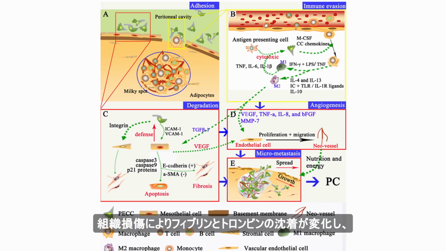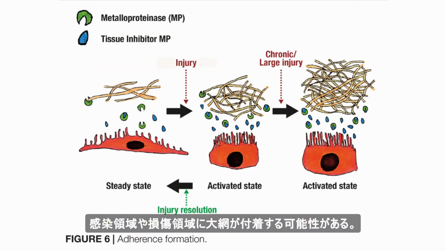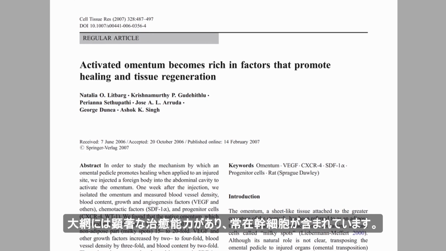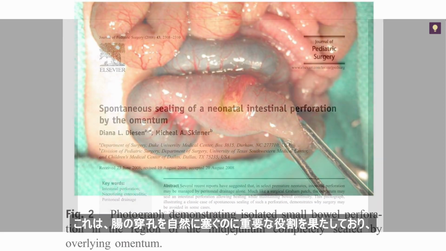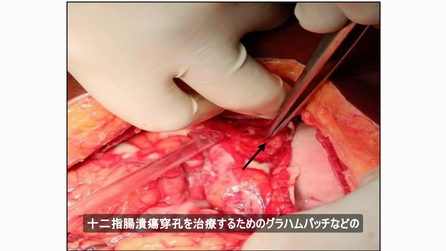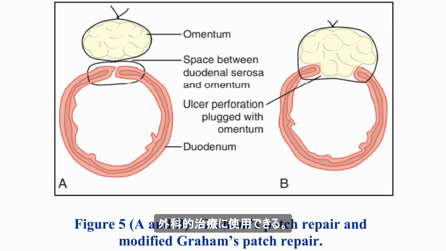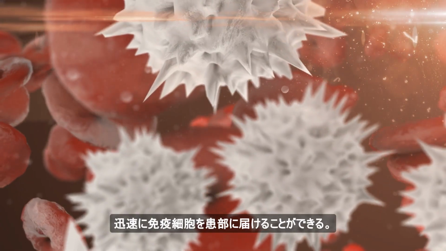Tissue damage may alter deposition of fibrin and thrombin in a way that causes the omentum to adhere to infected and injured regions. The greater omentum contains resident stem cells and has remarkable healing ability, plays an essential role in spontaneous sealing of intestinal perforations, and can be used in surgical treatment, such as the Graham patch to treat perforated duodenal ulcers. The greater omentum can deliver immune cells to the affected site much more rapidly than through systemic circulation.